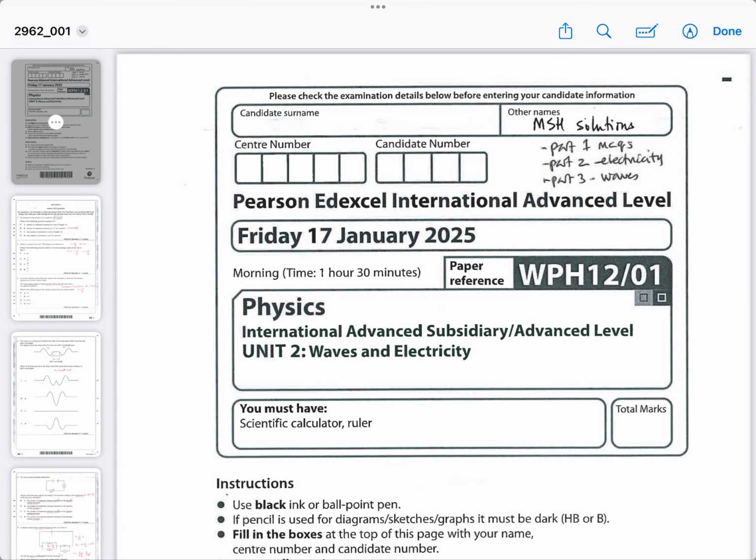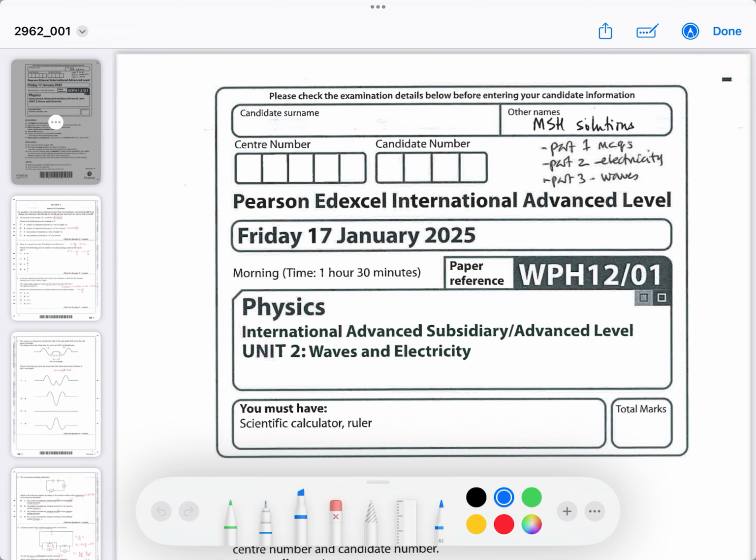Okay, today's video is the continuation of this Pearson Edexcel International A-Level Unit 2, which is on waves and electricity. In part 1, I went through the electricity as well as the multiple choice, but I hadn't gone through the waves questions. So I'm going to focus on the questions I didn't do. So the real focus is on waves.